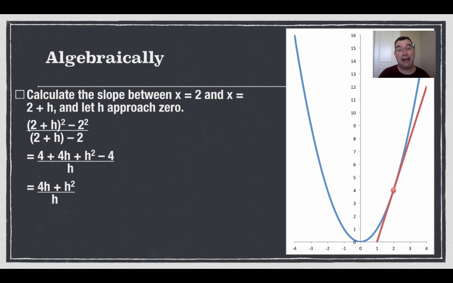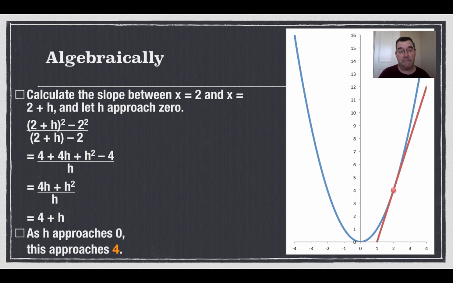And now I notice that every term has at least an h in it. So I can divide top and bottom by h. And if I do that, I get just 4 plus h all over 1, which is just 4 plus h. Okay, so as h approaches 0, that h sitting in that expression will go to 0, and all I will be left with is 4.